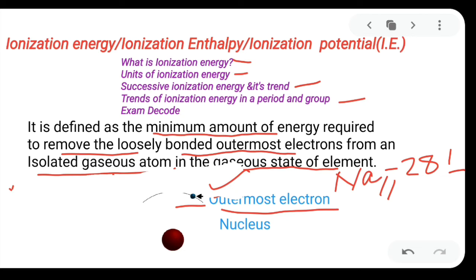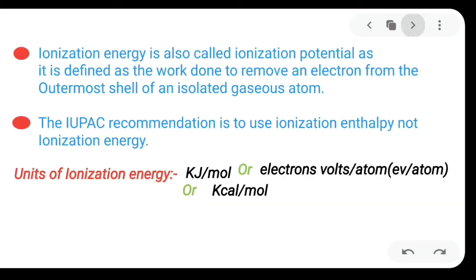Now let us know why ionization energy can be called as a ionization potential. Because it is defined as the work done to remove the electron from the outermost cell of an isolated gaseous atom. We can also define the ionization energy as a work done, because while removing the electron we are doing some work by providing the energy. So that's why we can also call the ionization energy as the ionization potential.